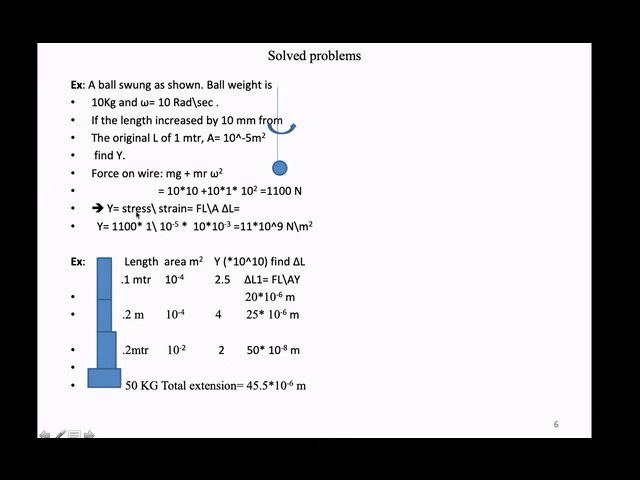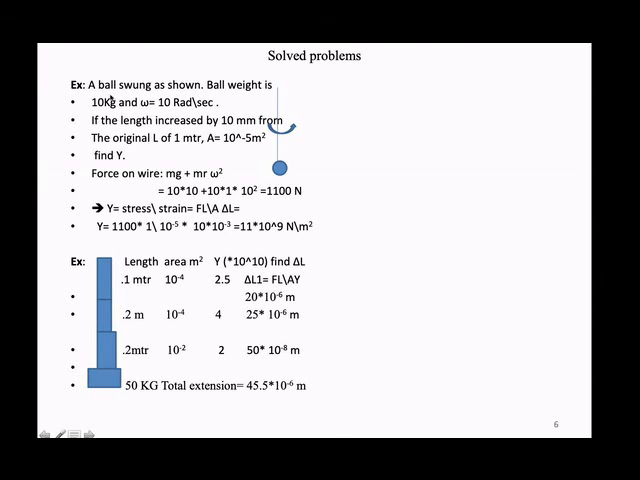So what is the stress? Stress by strain, F L by A delta L. If the length increased by 10 mm from the original of 1 meter, what is the Y? We have given the area. So if I substitute, the Young's modulus of this rope wire comes to 11 into 10 to the power of 9 newton per meter square. Because Young's modulus and stress have the same units: stress by strain, and strain does not have any units. Stress is force per area. So 11 into 10 to the power of 9 newton per meter square is the Young's modulus.